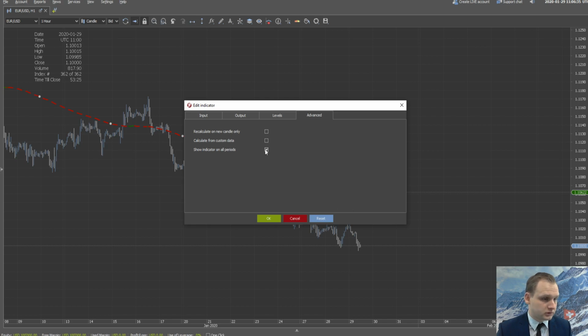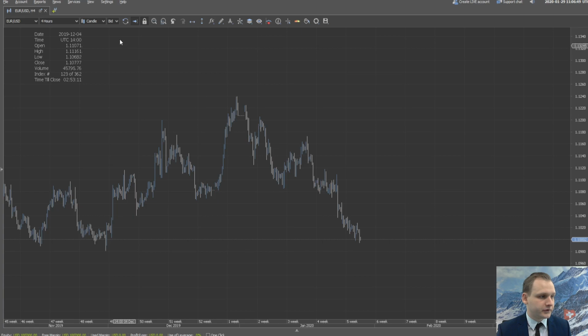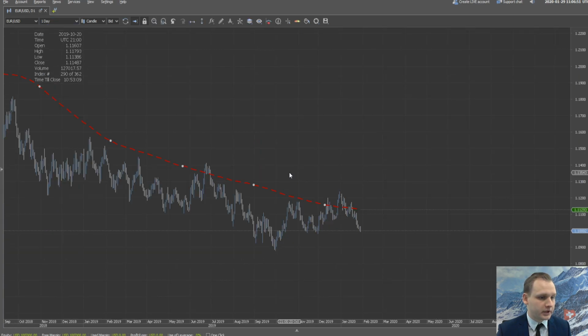So I unclick show indicator null periods. I want to see it on the 1 hour and 1 day. What one can we have? Okay, that's how I'll pick it. Okay, and you see when I then switch to the 4 hour, there's nothing. If I switch to the day, here it is.